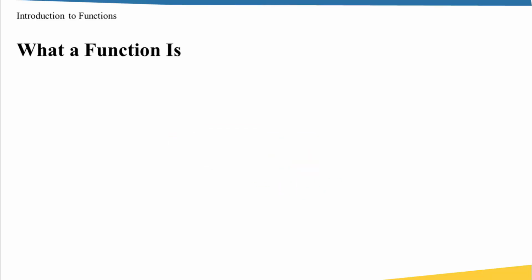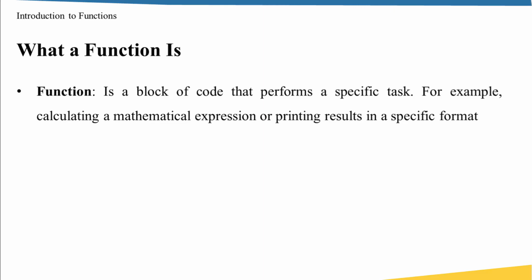First of all, I'm going to start by defining what a function is. A function is a block of code that performs a specific task. This task could be calculating a mathematical expression, or for example, printing some results in a specific format, or anything else your program needs. You have to know that when you define a function, you have to write some code. And when you define your function, the code will not be executed until you call your function. So keep in mind that when you write your function code, you just define a function, but the code is going to be executed when you call that function.